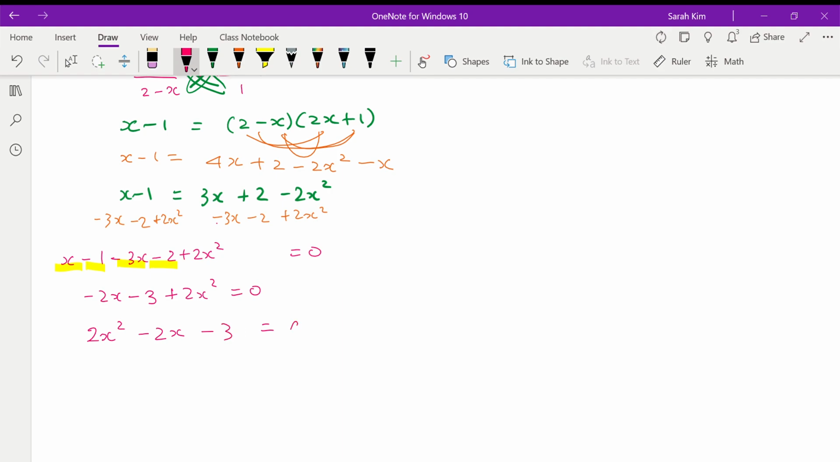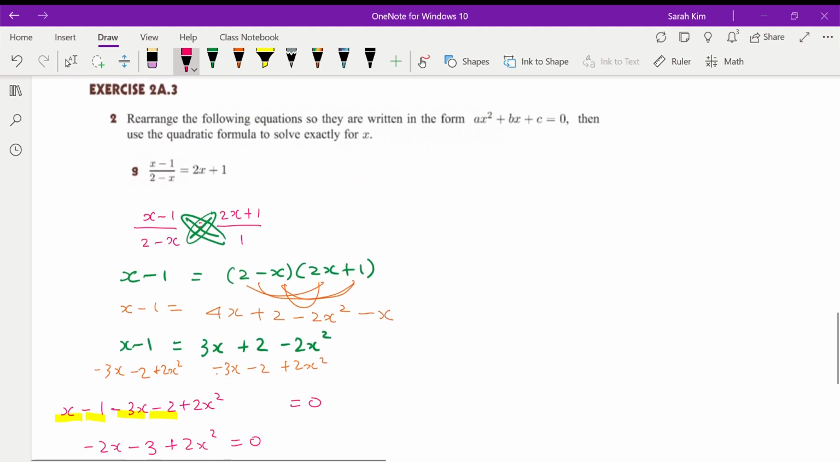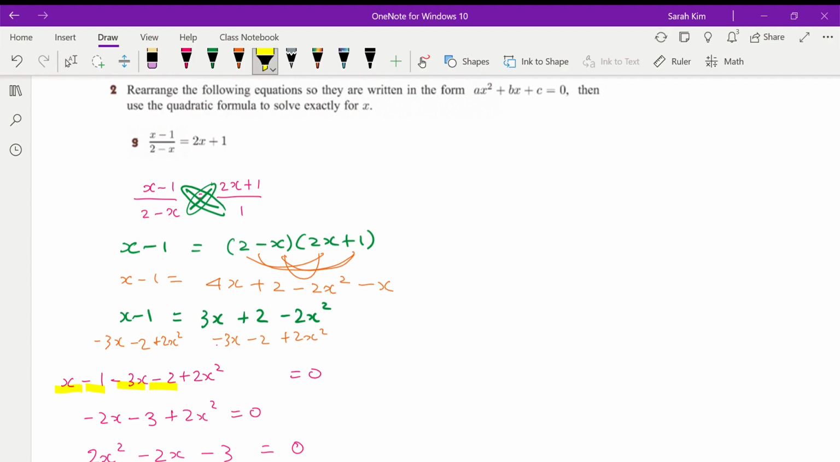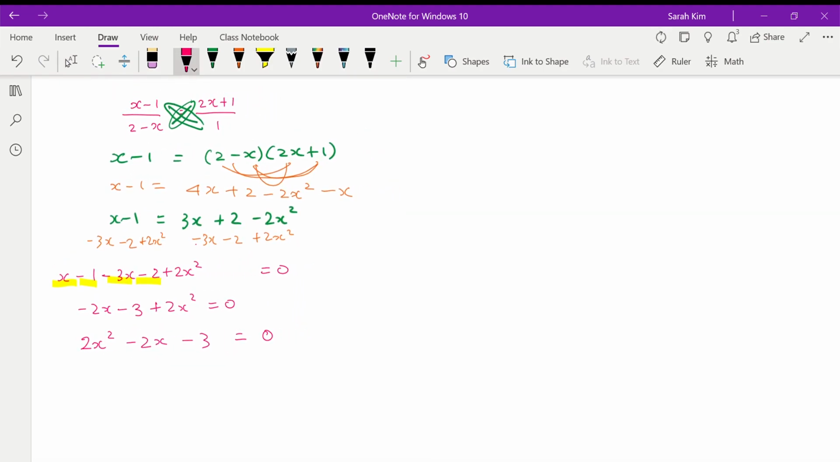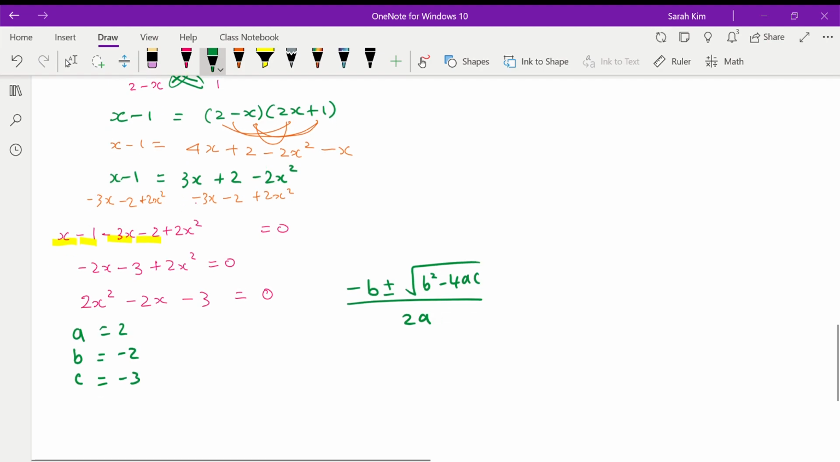minus 3 and 0. Now we're using quadratic formula. Alright, so just remember that you're using quadratic formula, you're not perfect squaring, you are using the quadratic formula, which looks something like this. And then you just got to identify your A, B, and C. 2, -2, -3. Okay, so I just substitute it in.